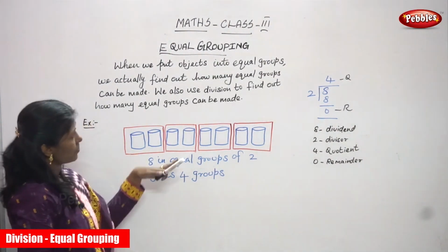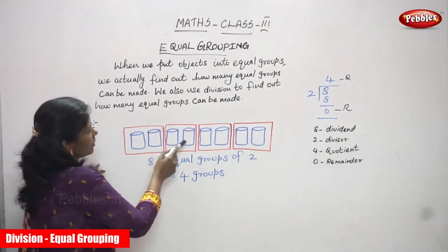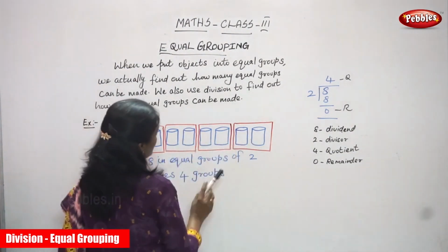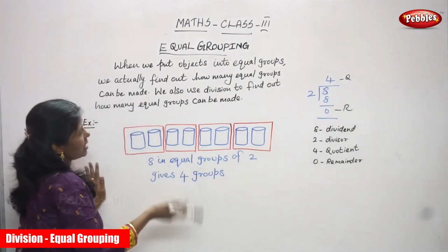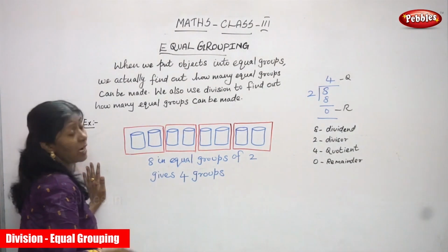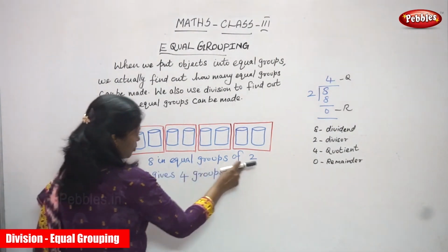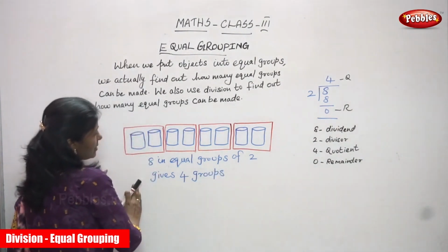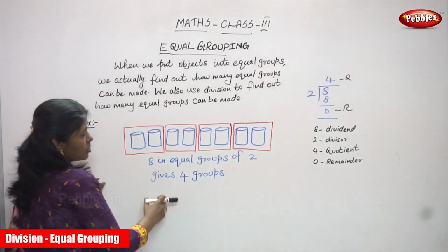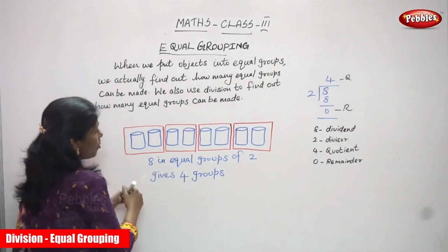So when we put objects into equal groups, how many objects? 1, 2, 3, 4, 5, 6, 7, 8. So 8 objects I put into equal groups. So we have to find out how many equal groups. That is, 8 in equal groups of 2 gives 4 groups. So 8 objects, we divided into equal groups of 2. So how many groups are formed?